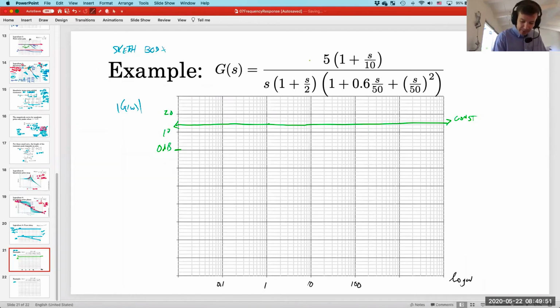I'm just drawing them all individually, and that way I can graphically add them up at the end. The next one is the integrator. Remember, the integrator passes through this point right here, 1 radian per second, 0 dB, and it has a slope of minus 20. So the integrator looks like this. This is actually easier than doing it on a chalkboard. I want to remind you that the integrator never kinks. The integrator is always falling.